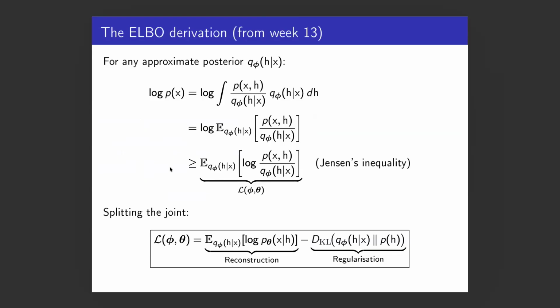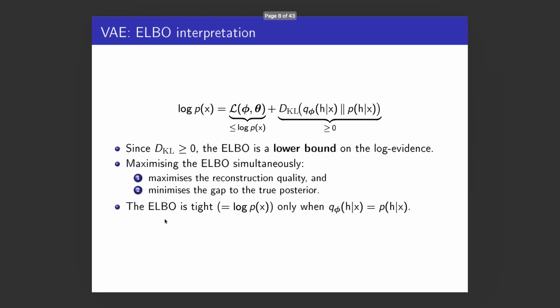And then obviously you need the gradient of this function. And since KL is greater than or equal to 0, this ELBO is a lower bound on the log evidence. So maximizing the ELBO simultaneously maximizes the reconstruction quality and minimizes the gap to the true posterior. So the ELBO is tight only when these two guys here are close to each other. This is taken as a multivariate Gaussian, but that's the only time when they are actually close.